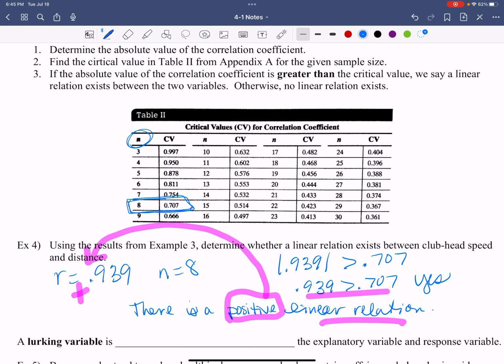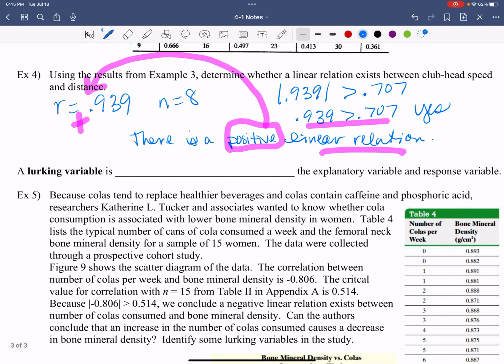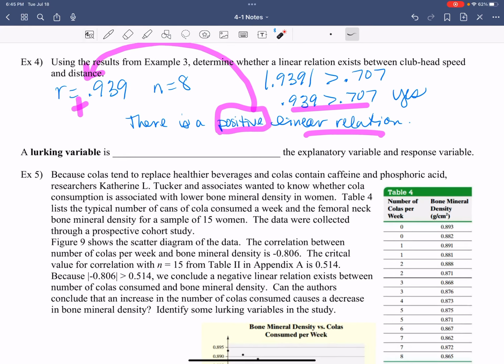All right, but for our intents and purposes, it's a positive relation because the correlation coefficient is positive, and it's a linear relation because my critical value is less than my correlation coefficient. That's it, right? Those 2 little things is all that it takes to make that proof.